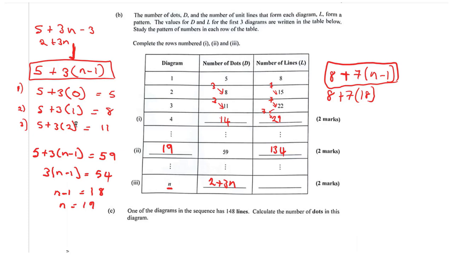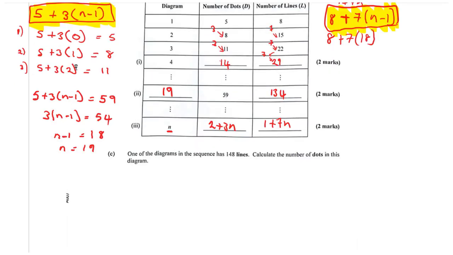What about the number of lines? So we can do the same thing over here. We are going to have 8 plus 7n minus 7. So therefore, 8 minus 7 is going to give me 1 plus 7n. So our formula is 1 plus 7n. Again, the key takeaway: once you are increasing by a constant, we are going to use the formula for an arithmetic progression.